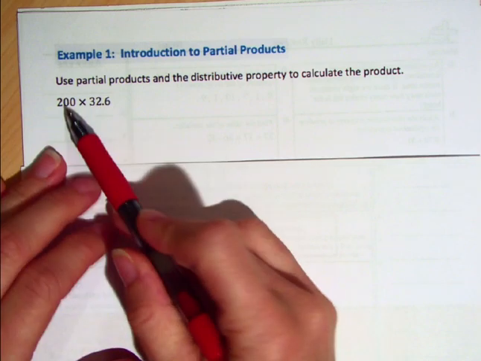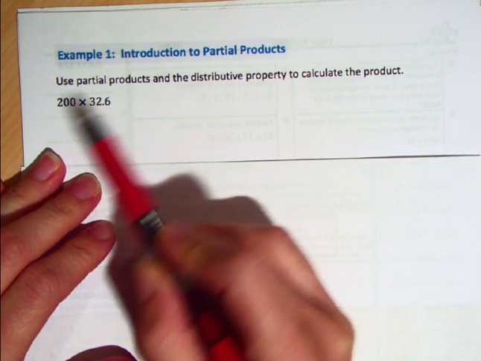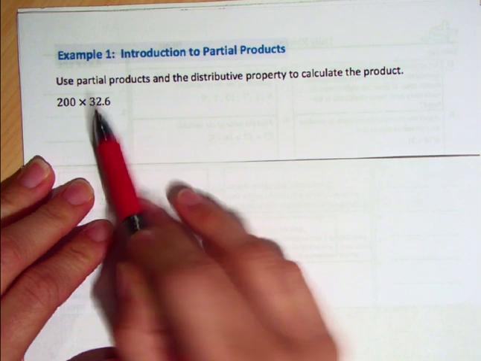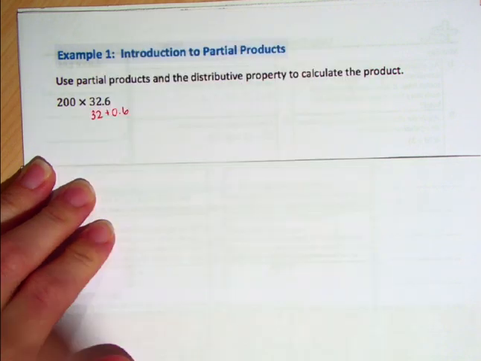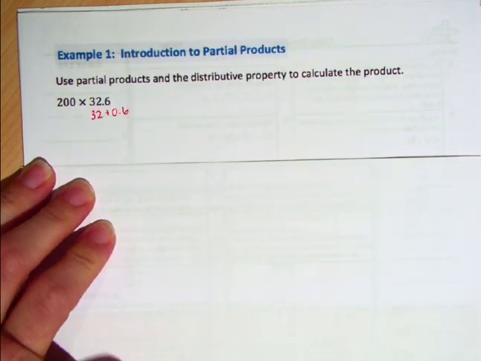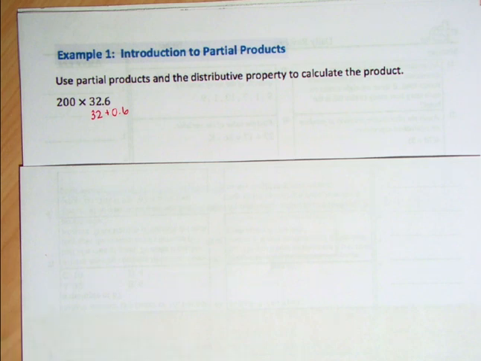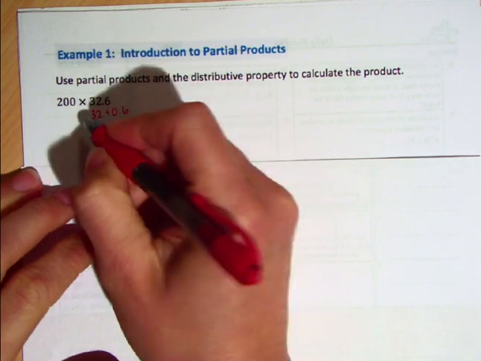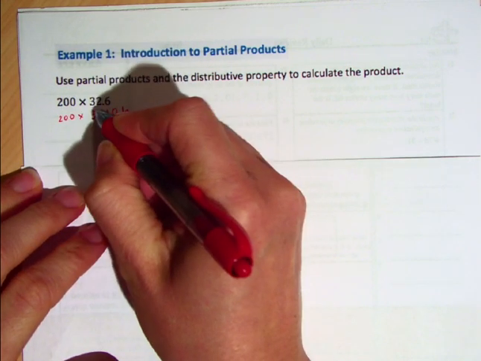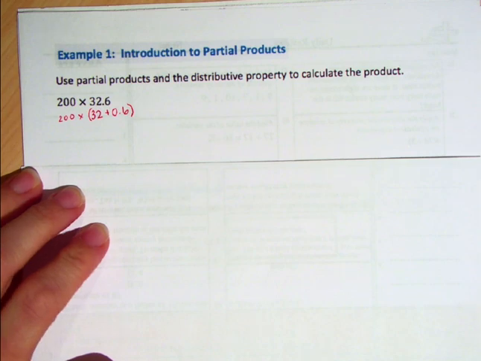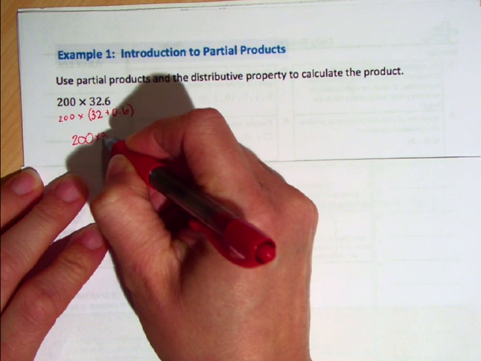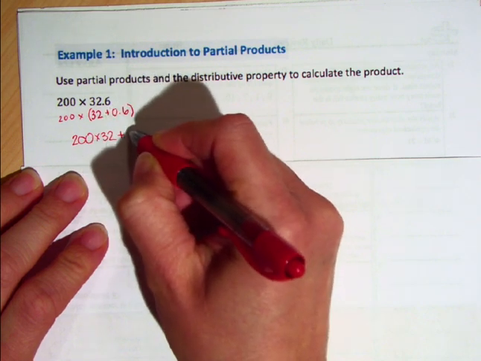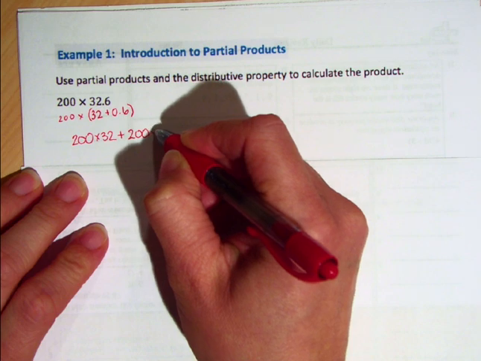Okay, so we have 200 times 32.6. We're going to break that up. 32.6 is really 32 plus 0.6. Okay, so we just expanded it into expanded form, and we're going to multiply both of those times 200. I'm going to put those in parentheses because I'm going to do those first. So I'm going to take 200 times 32, and I'm going to add it to 200 times 0.6.